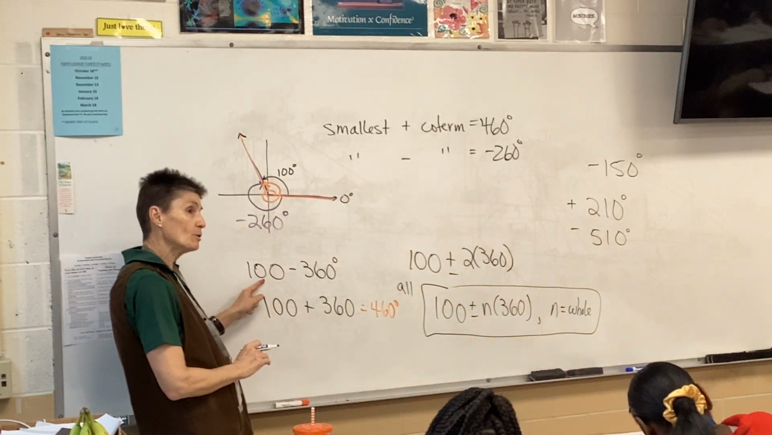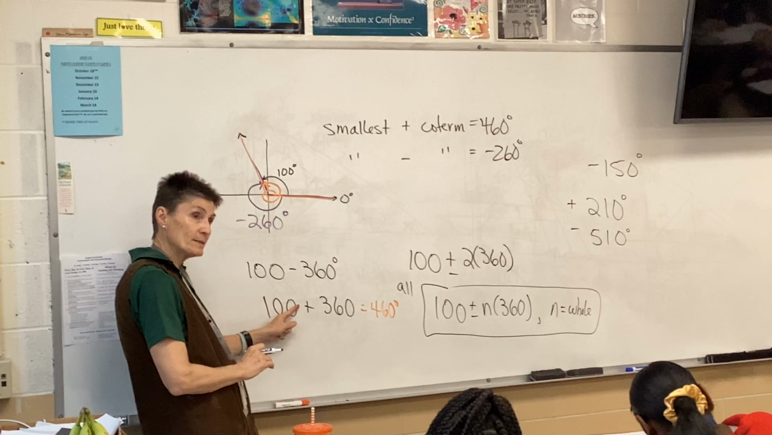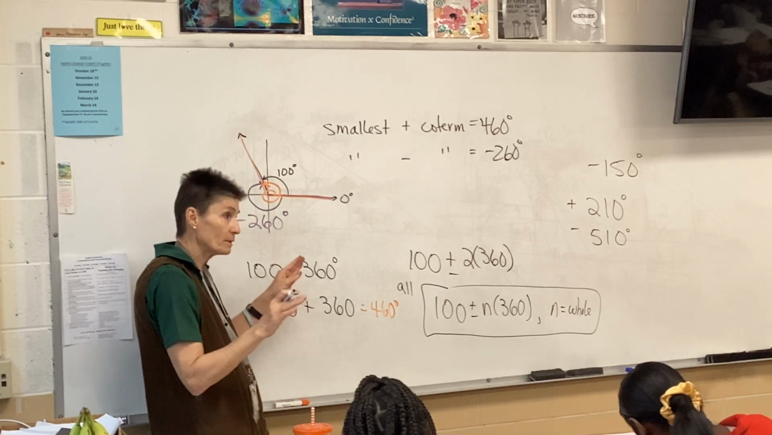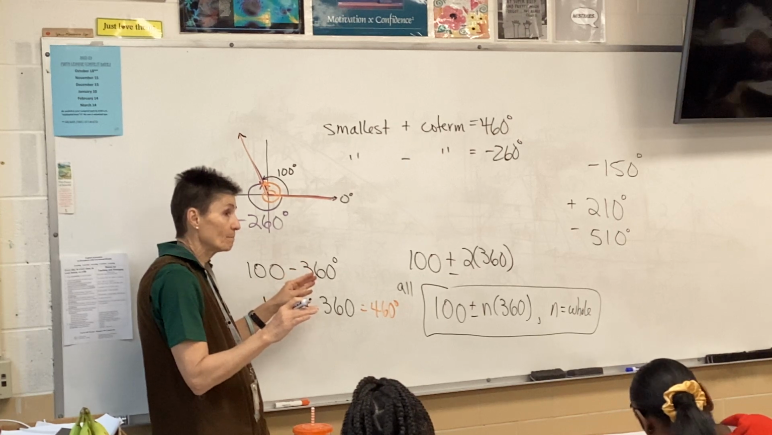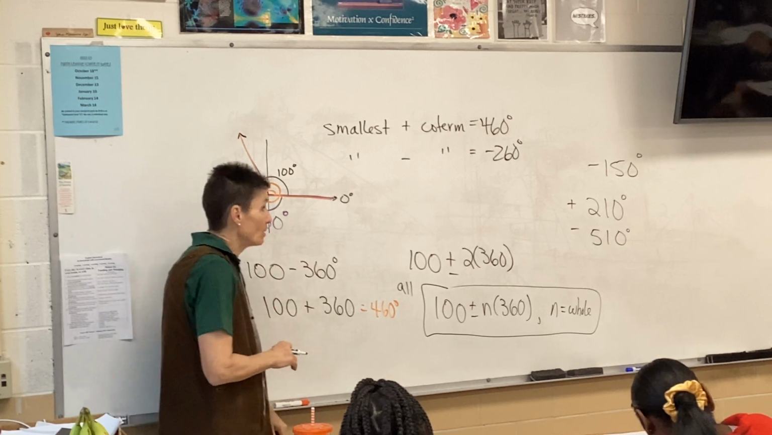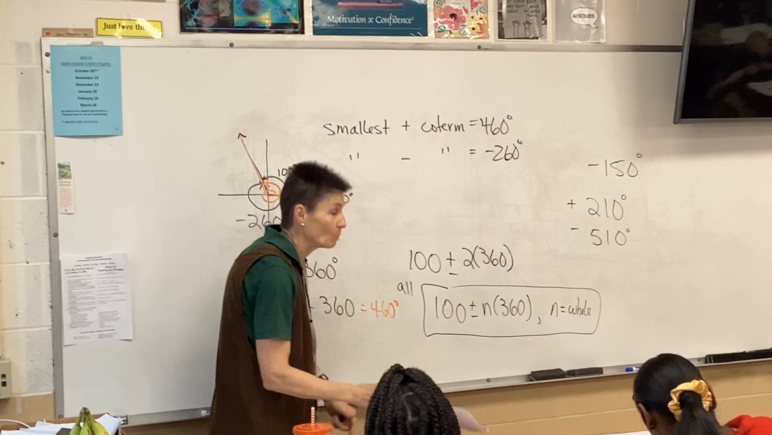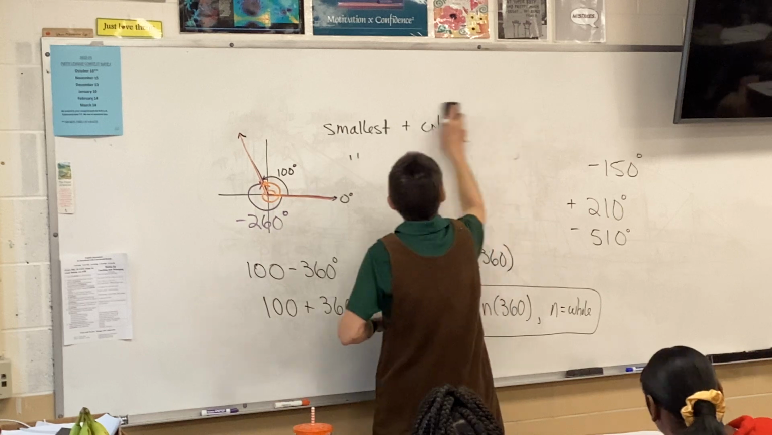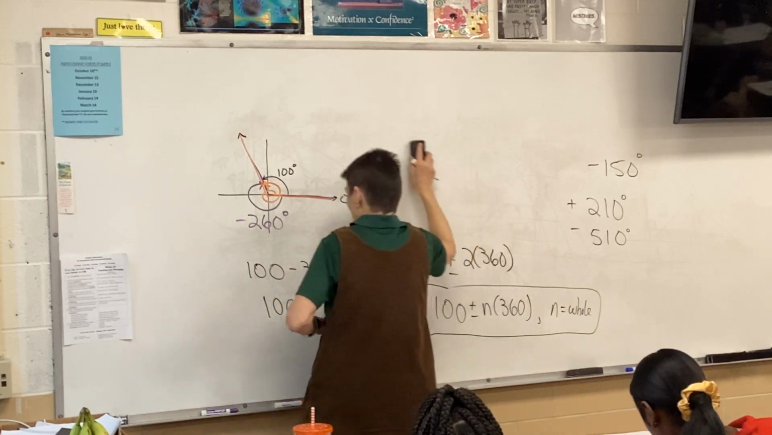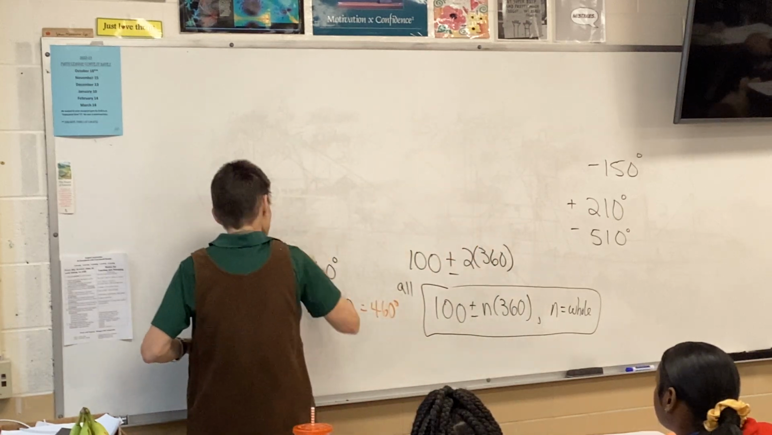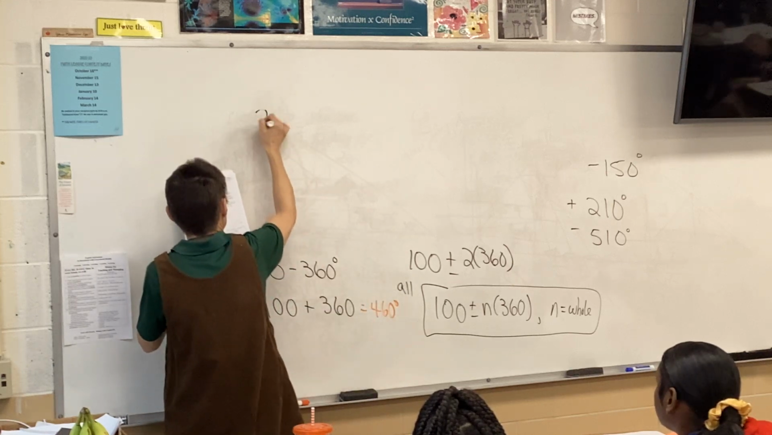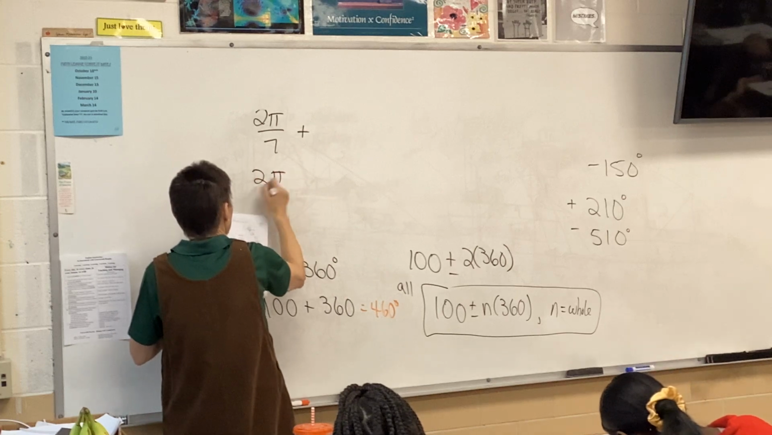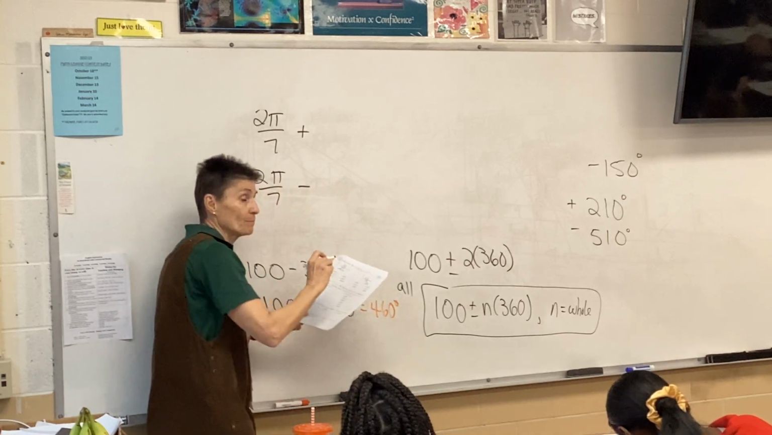Guys, how do you find coterminal angles? You add 360 or you subtract 360. Period. That's it. Now, what's the problem with letter B? It's in radians. Now, the strategy is not going to change. You're gonna take 2 pi over 7 and you're gonna add something and you're gonna subtract something.